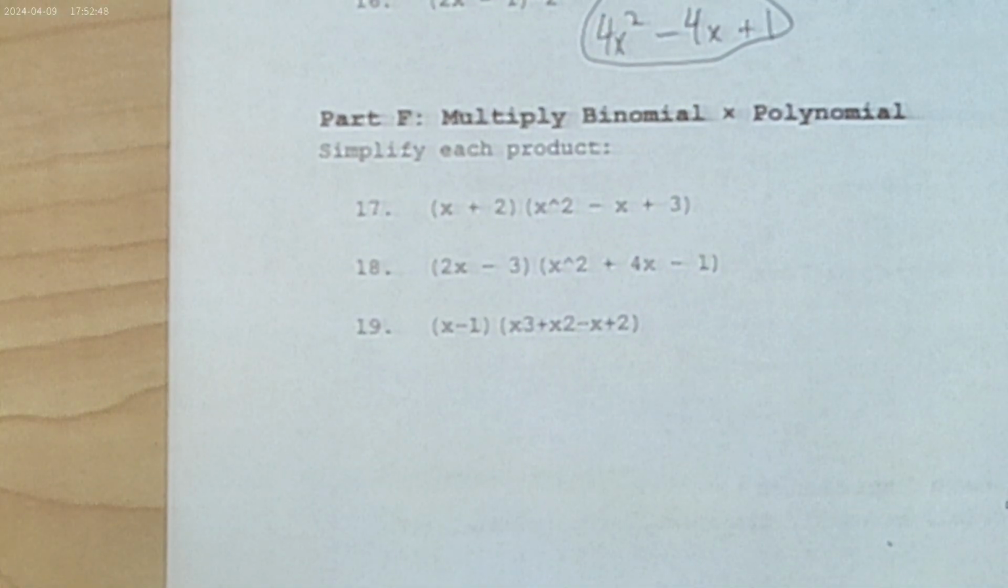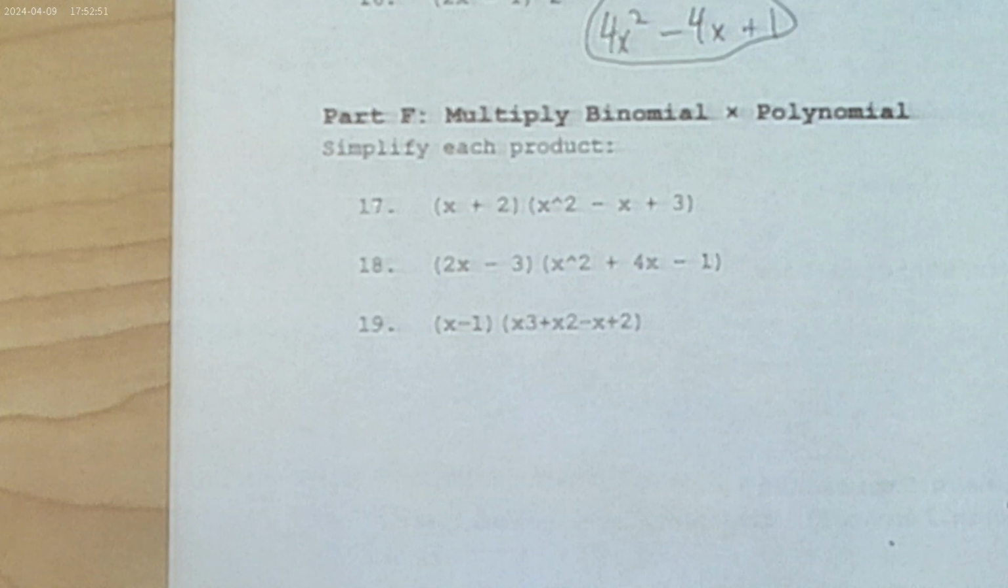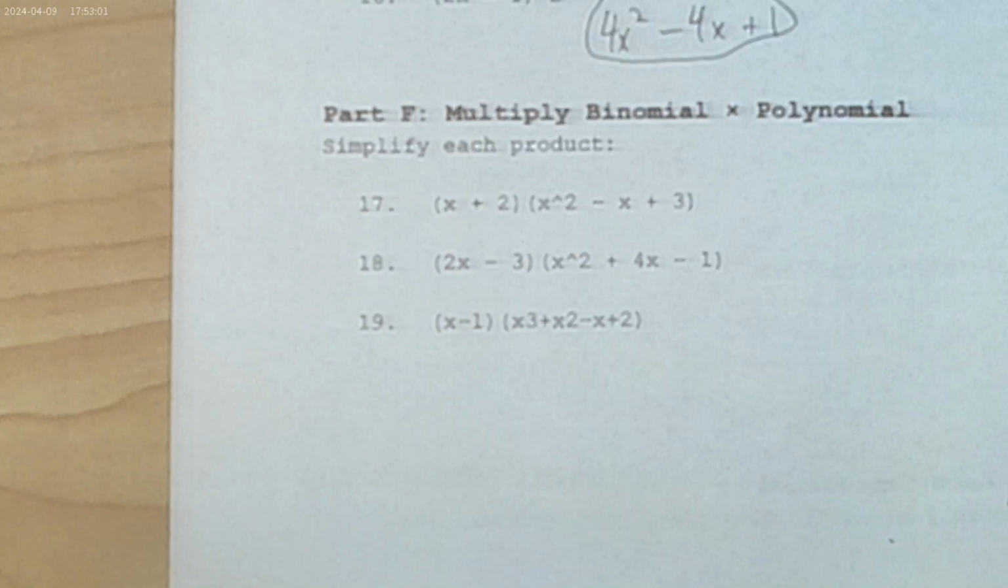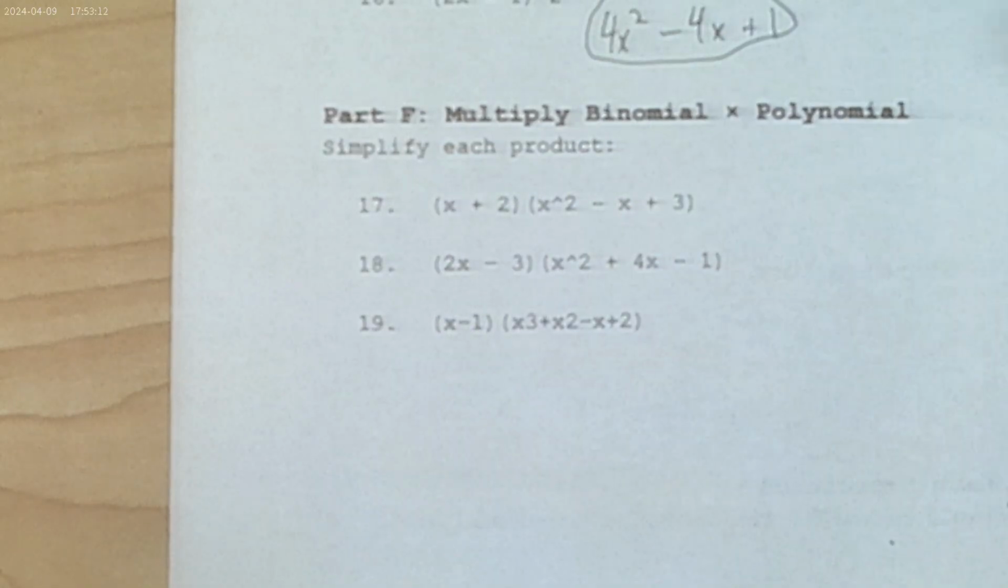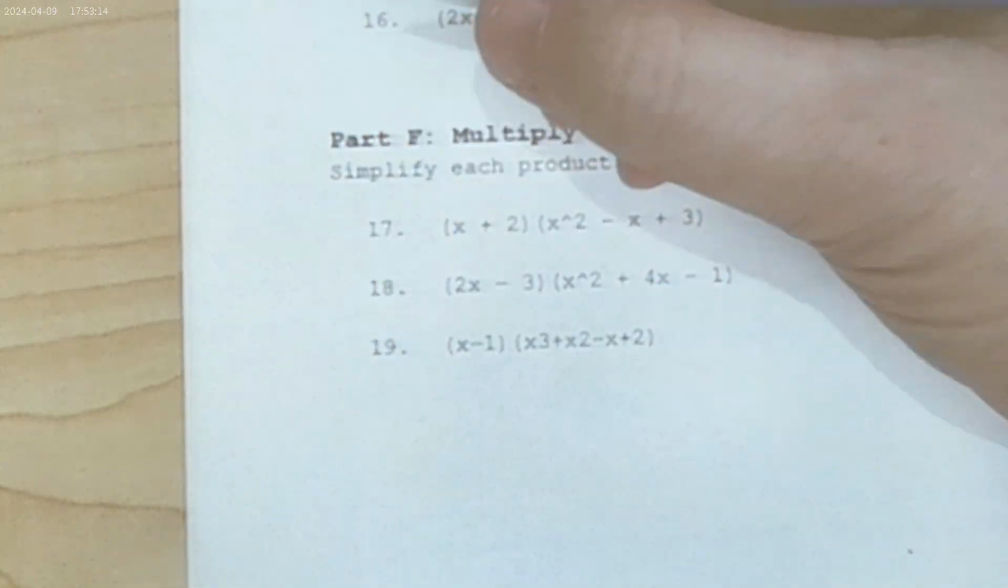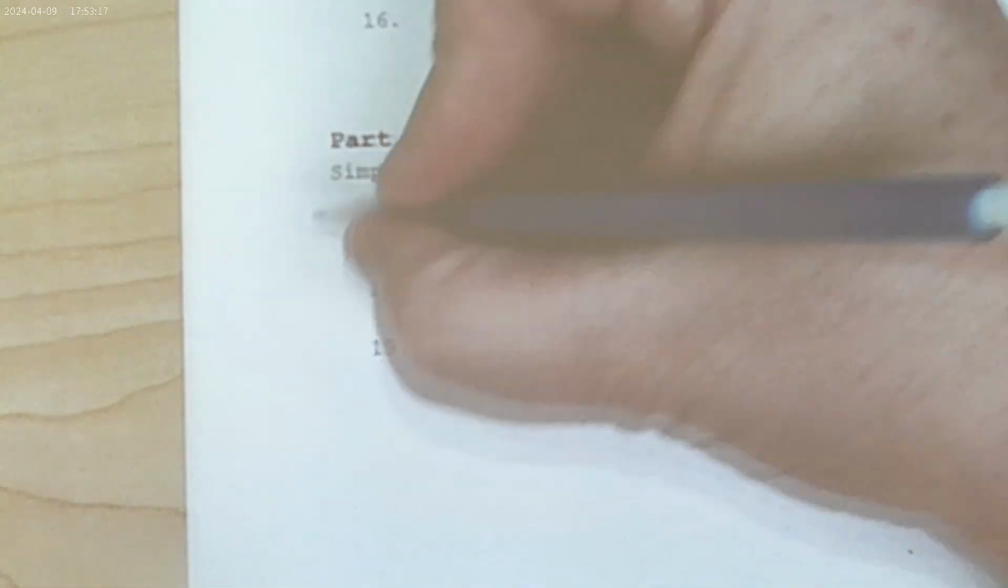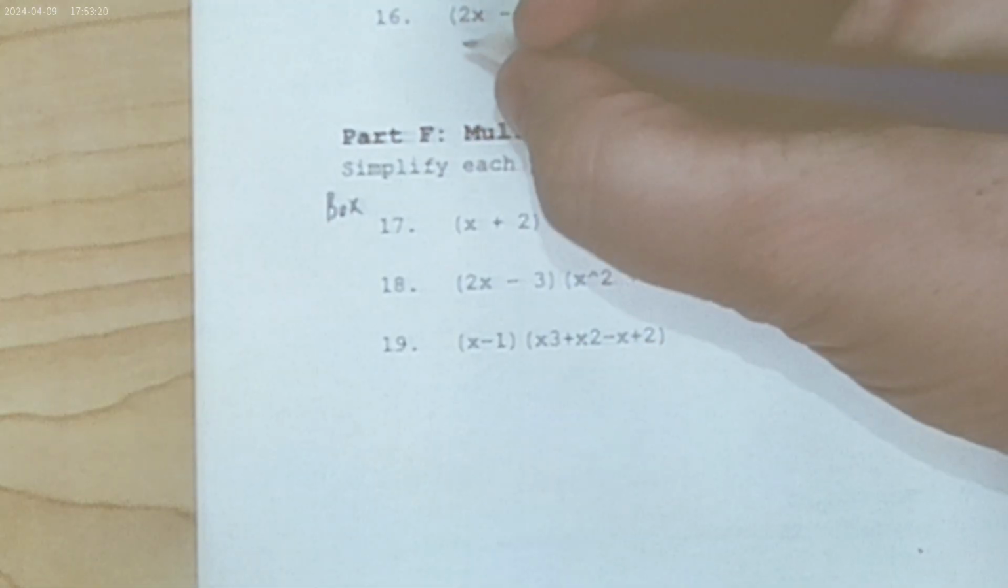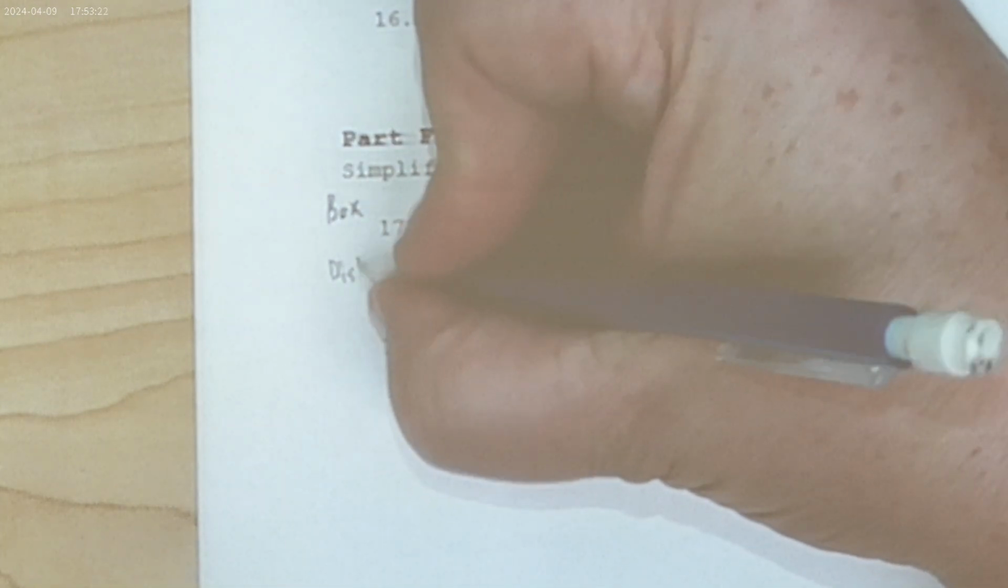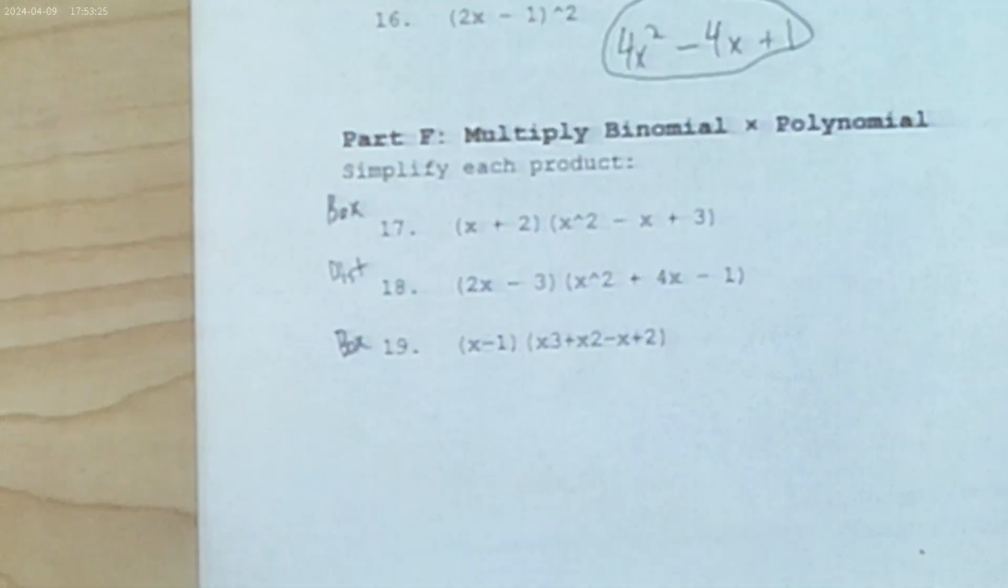All right. Let's see. Multiply binomial and polynomial, simplify each product. You know what? I've got three that I have to do. So what I'm going to do is box, then distribute, then wrap things up with a box again.